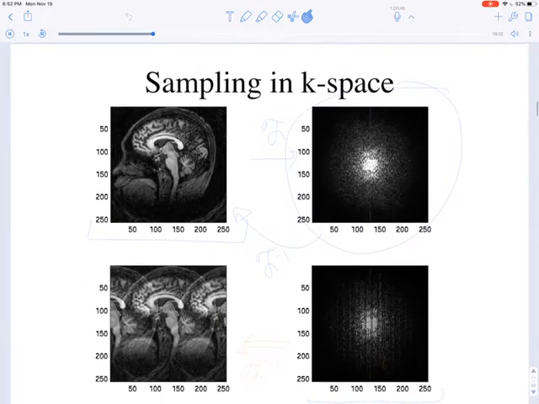Okay, any questions up to now in terms of k-space? Okay, so what we want to talk about next is sampling in k-space. And you already looked at this a little bit in one of your homework assignments.